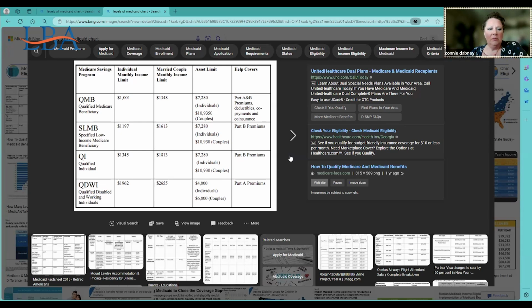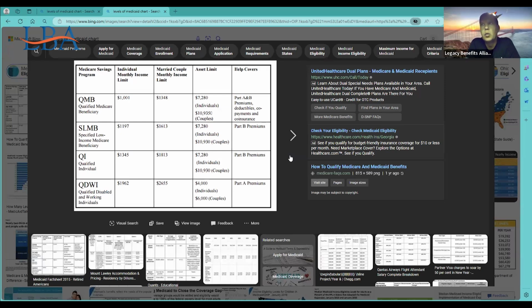So is he the one who would be good for a QMB? Because the premiums, I just want to make sure I'm doing right by him. Yeah, no. This is a really good question and probably the perfect forum for it.